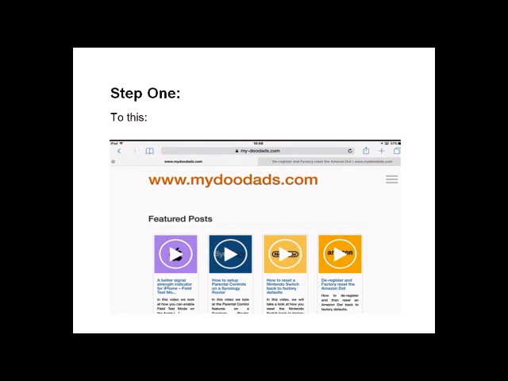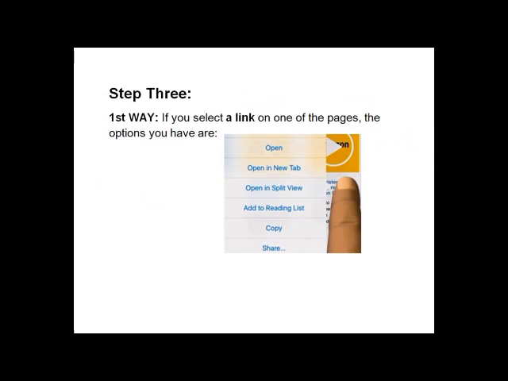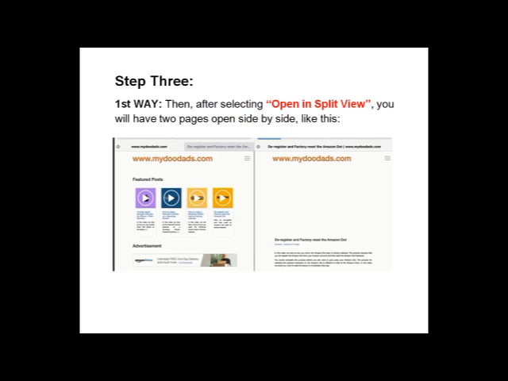There's more than one way to do this. To open a second page, you can have 2 tabs open. They look like that at the top of the page. So you have to open a second page, and Safari remembers the 2 tabs. So they're both open. And if you click on a link on one of the pages, you need to have a link on the page to do this, you get these options. The older ones don't have open in split view. This one does. So you select that, and you're going to have 2 pages.